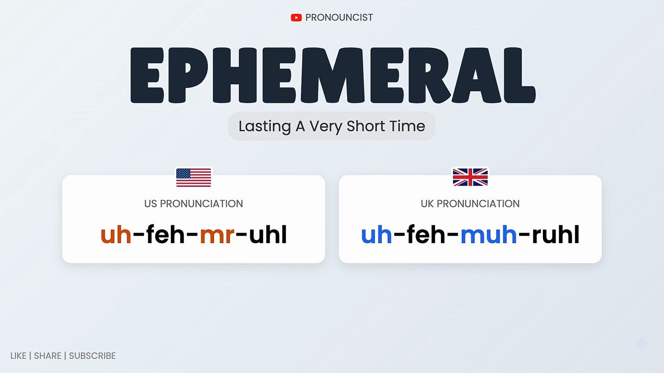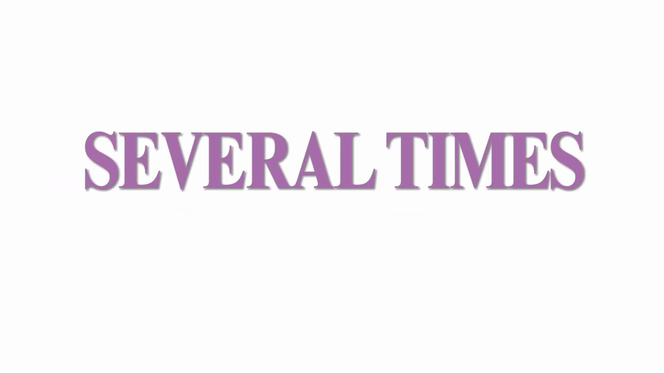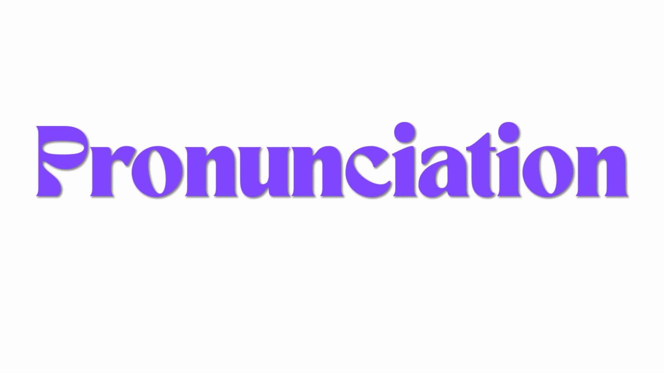Practice repeatedly and you'll soon be able to say this word perfectly. The best way to practice is to repeat the syllable multiple times. The meaning of the word is lasting a very short time. Try repeating this word several times to improve your pronunciation.